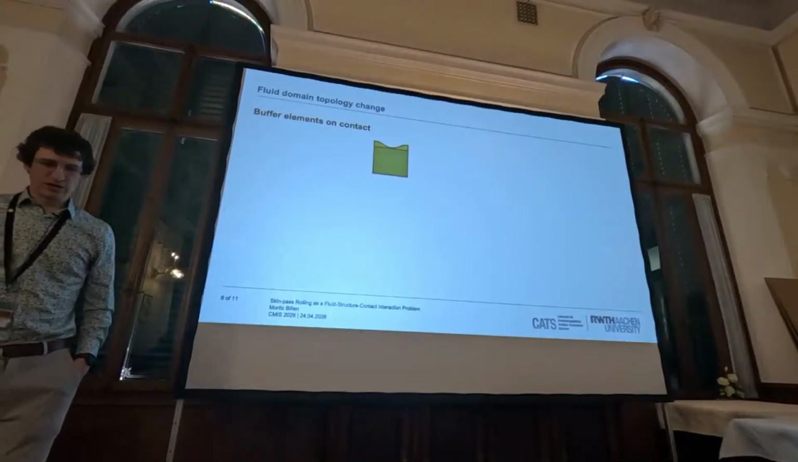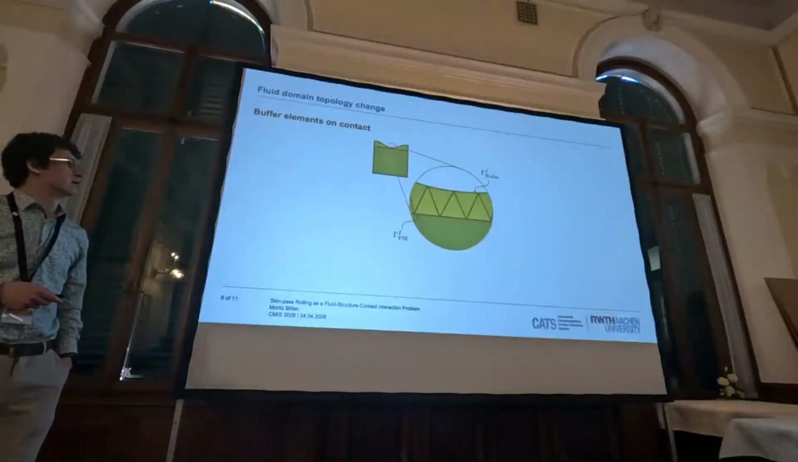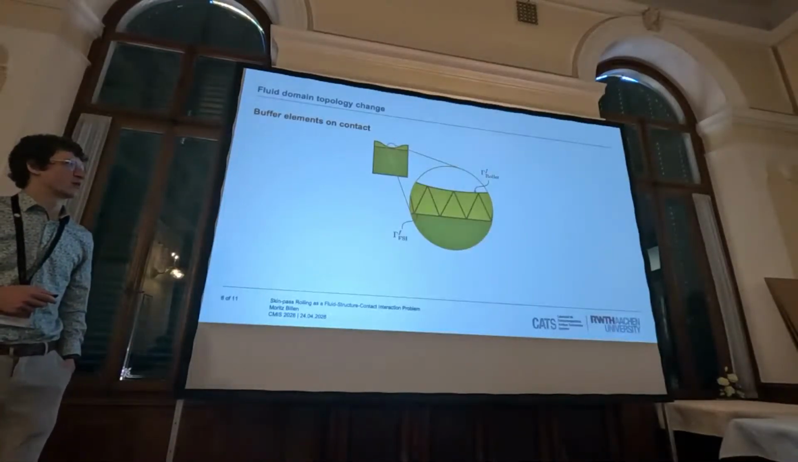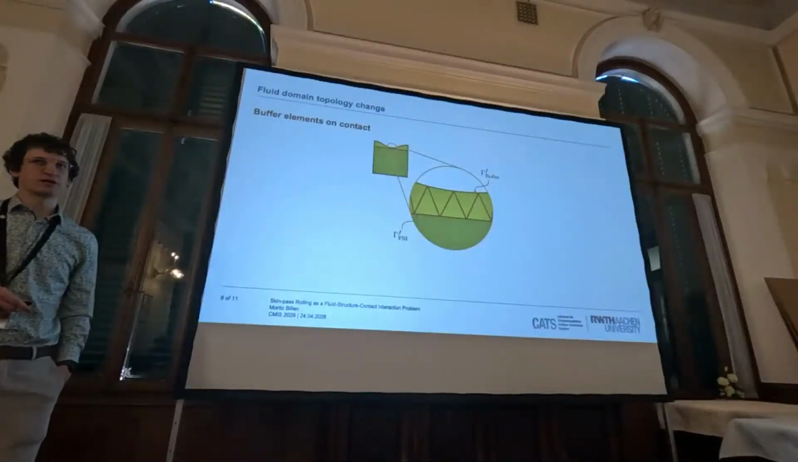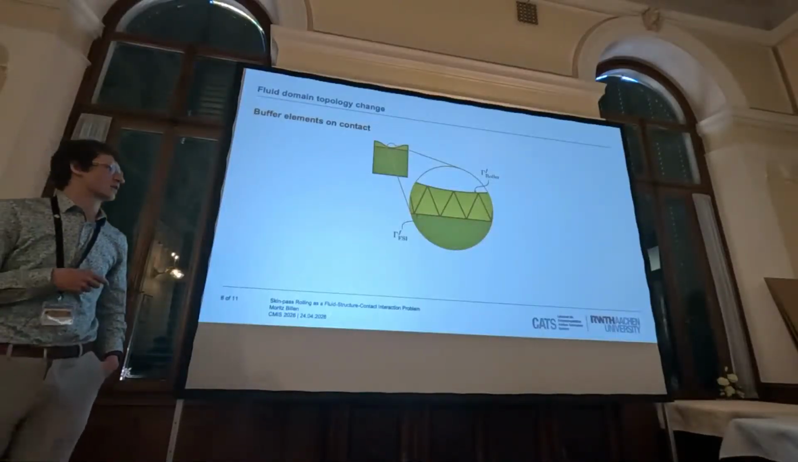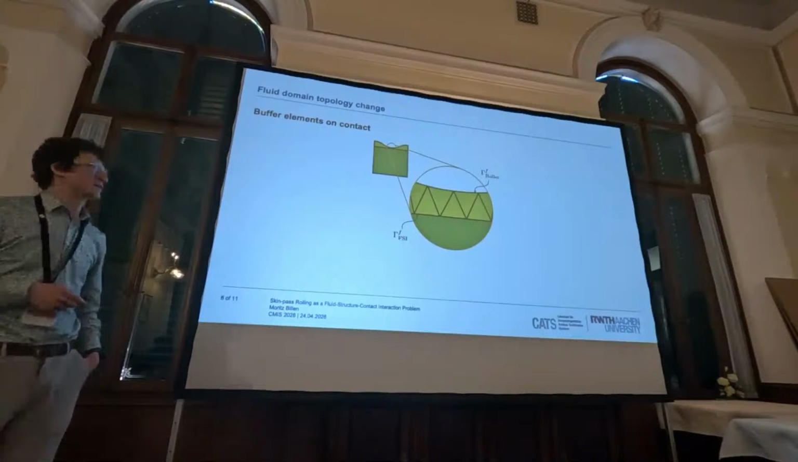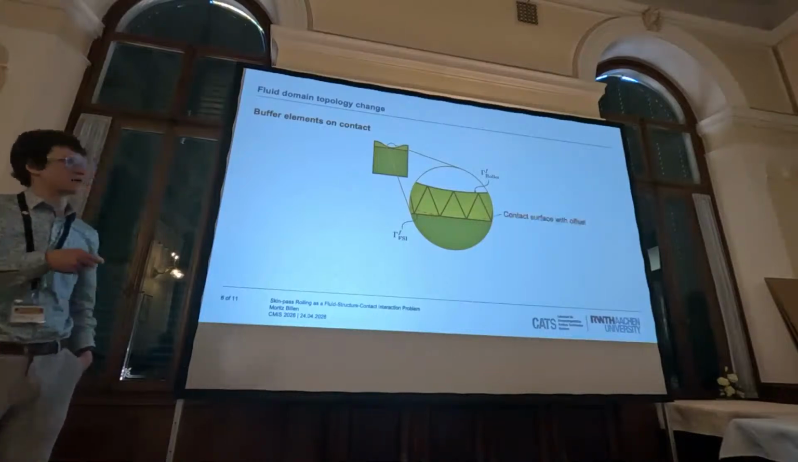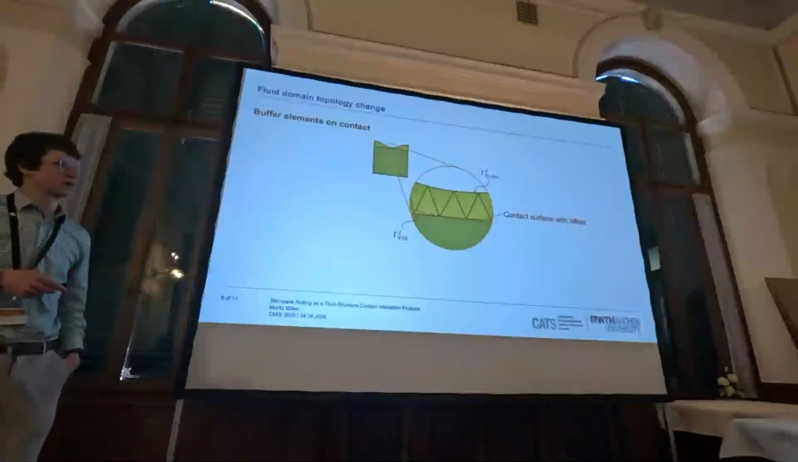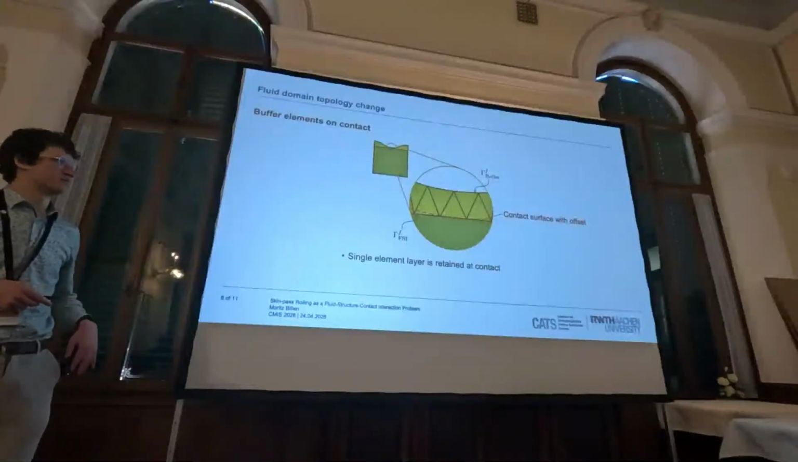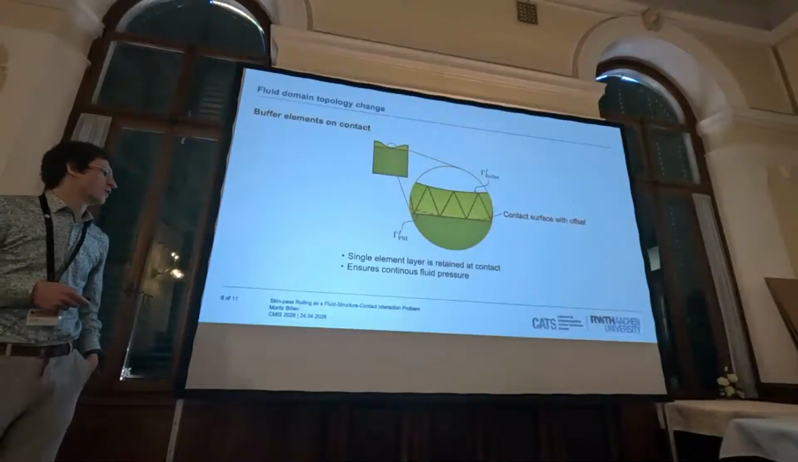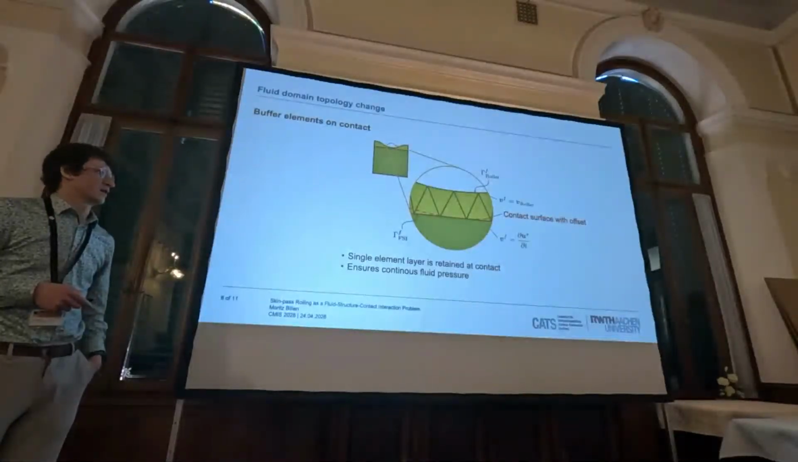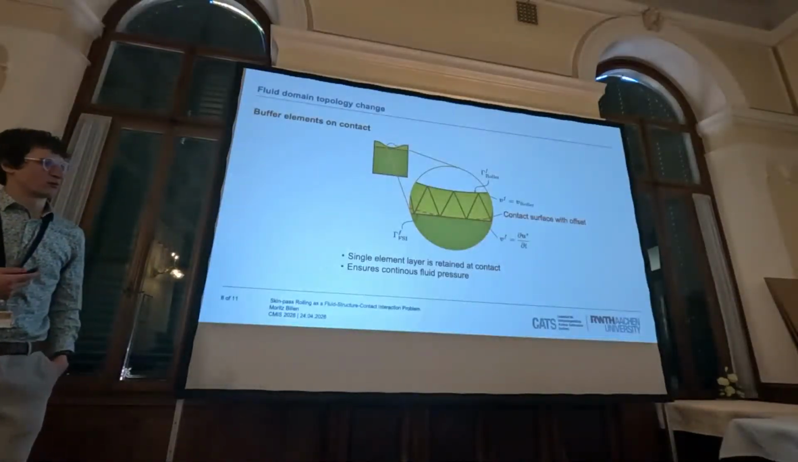One small caveat: I said we have a topology change, but if we look closely in our numerical analysis, we actually offset the contact a little bit so that we have one element thickness in the contact interface. We do that by introducing a little offset of the contact interface, and the idea here is that we have a continuous pressure field on the FSI boundary. Exactly.